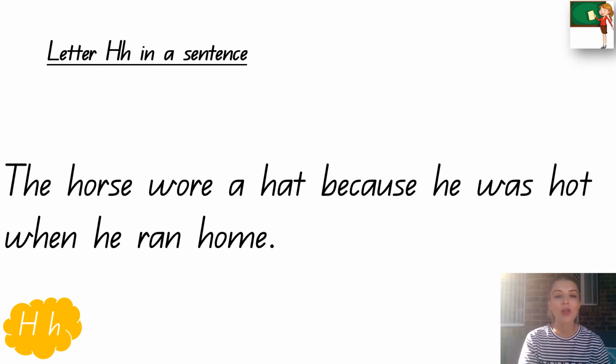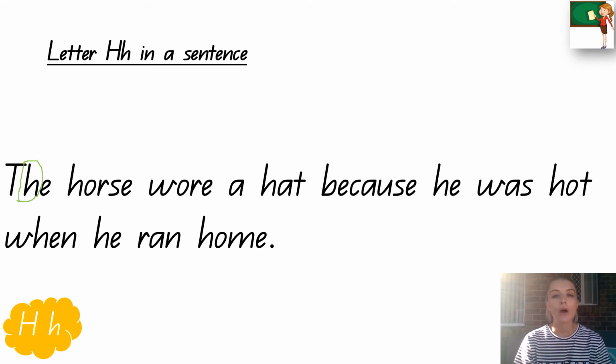First word is the. Now I want you to have a look, because this word's a bit of a rule breaker because we can't hear the sound in the word, but there is a letter H in this word. Can you put your finger on it for me? That's it. It's right in the middle. Good job. Okay, next word.